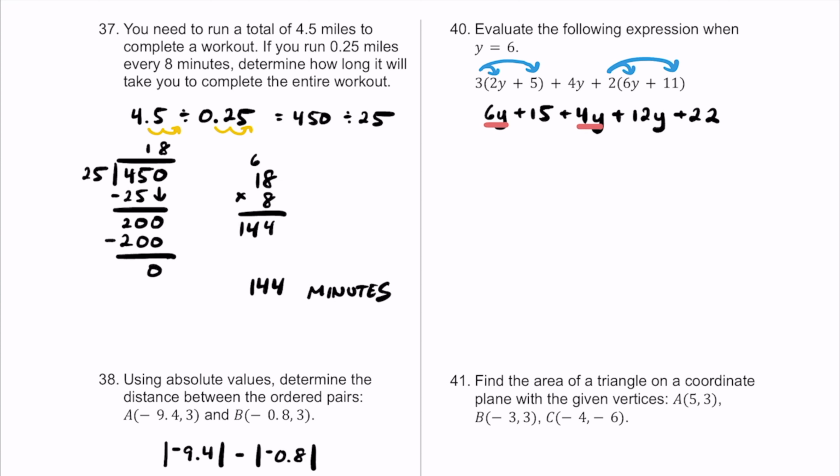6y plus 4y is going to be 10y. 10y plus 12y is going to be a total of 22y. Let's add up what else we have here. So we have constants of 15 plus 22. So that's going to be a total of 37.